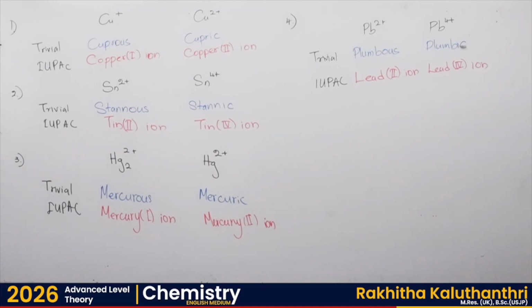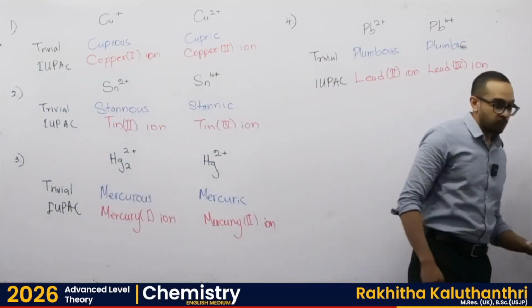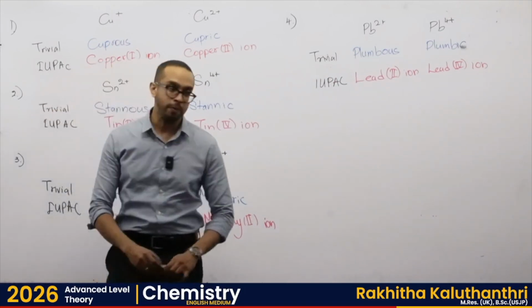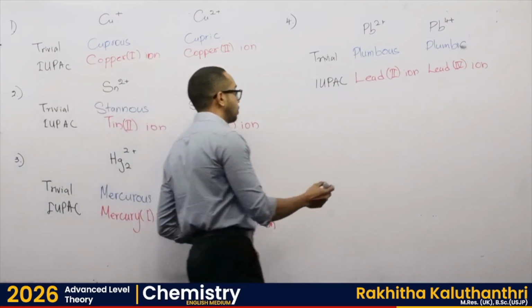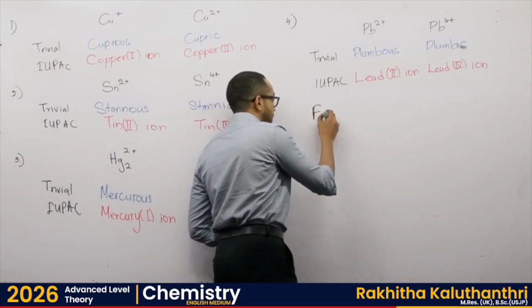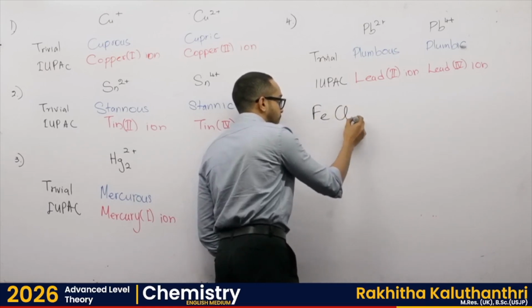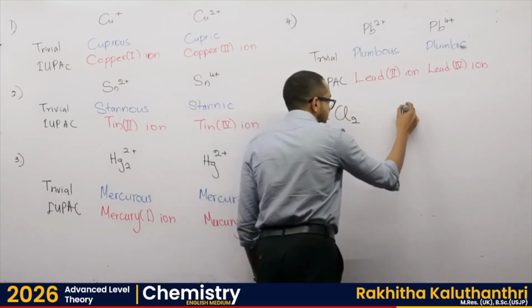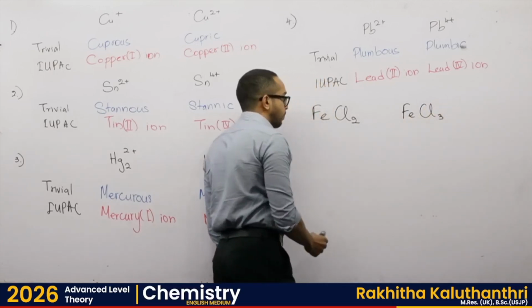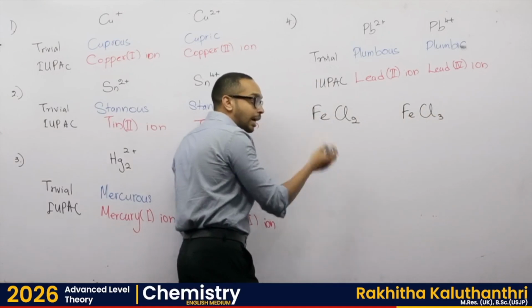Are we done? So the last part before we wrap it up for today is this. If you are given a compound, you should be able to write both the names. You should not have any doubts when writing the names. For example, if you are given FeCl2 or FeCl3, you should be able to write the names of them. This can have a trivial name as well as an IUPAC name.